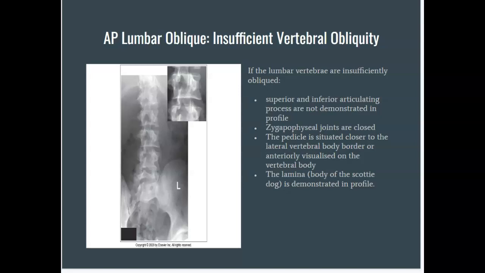So in this case, we can see that the pedicle here is demonstrated outside that lateral border. It's coming more towards that lateral border here of the spine, the vertebral body. So therefore, we are not sufficiently oblique. We need to get that patient into a 45-degree oblique position in order to demonstrate the projection appropriately.